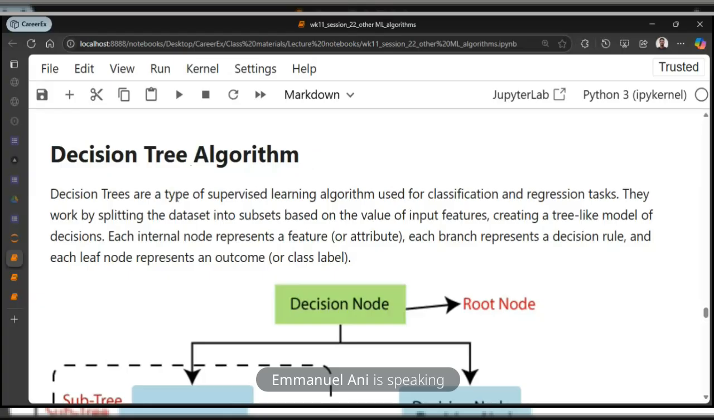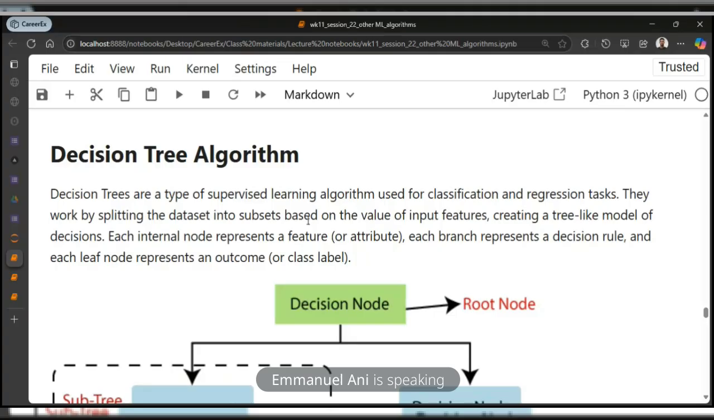We have the decision tree algorithm. This decision tree algorithm is a type of supervised learning algorithm. It's also used for classification and regression tasks. It's a very interesting algorithm, actually.